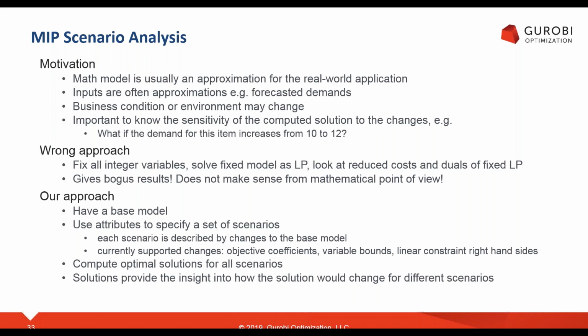And then you could think that you can just interpret the reduced costs and the duals of this fixed LP just like you are used to from your LP theory and think that this is some meaningful result for the integer program as well. But this is really not the case because it does not consider that you could change your integer variables. So from a mathematical point of view, this approach does not make sense.